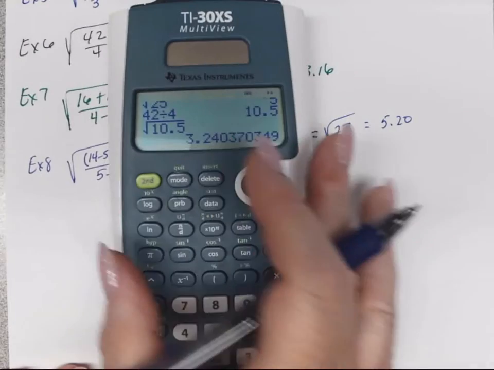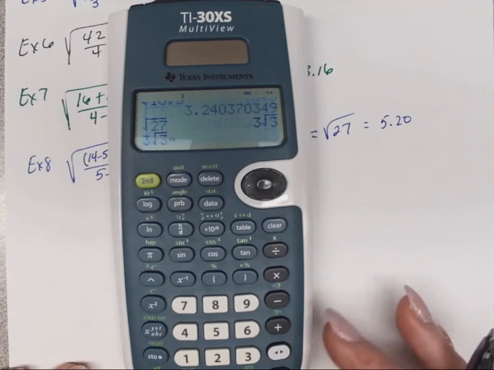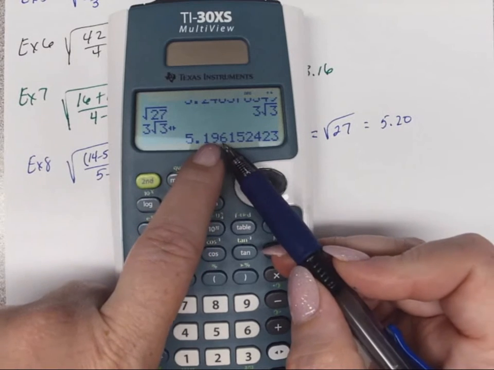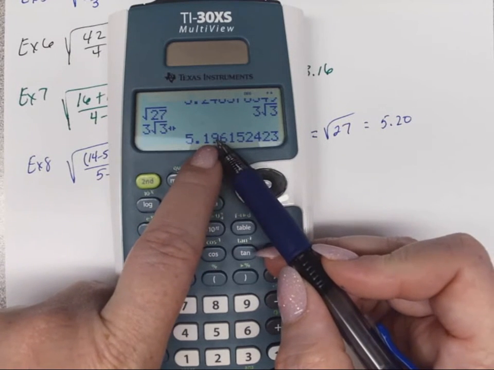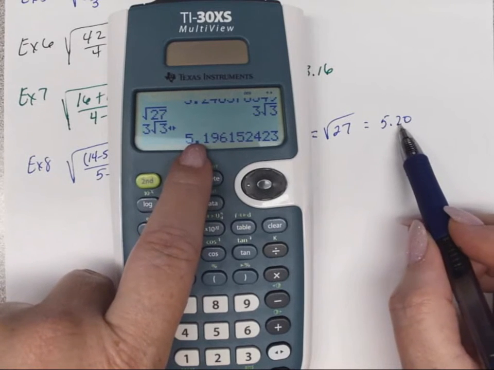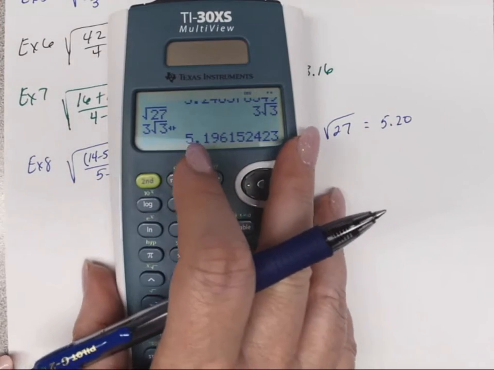So let's look at that one. The square root of 27, we get 5.196. Well, that 6 causes the 9 to become 10, which gets us a 0. The 1 carries over, and we end up with 2. So be careful about those when they end in those 9s where they round up.